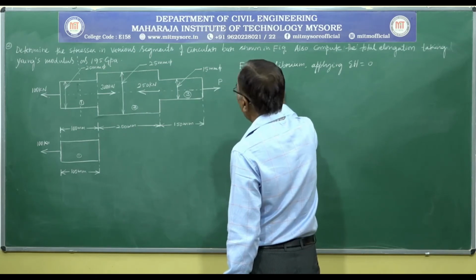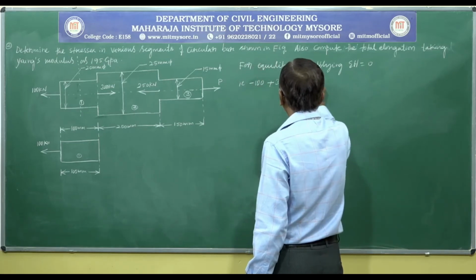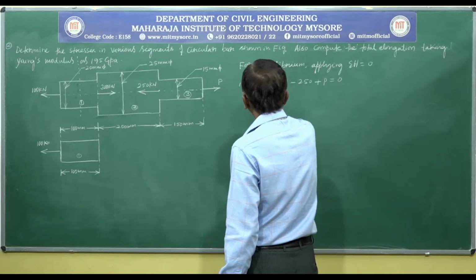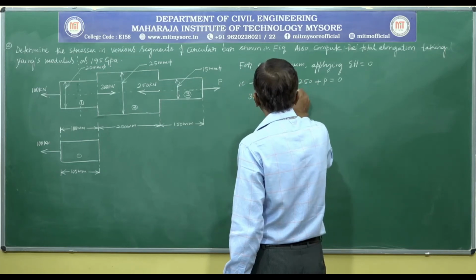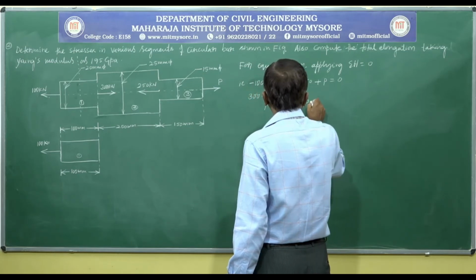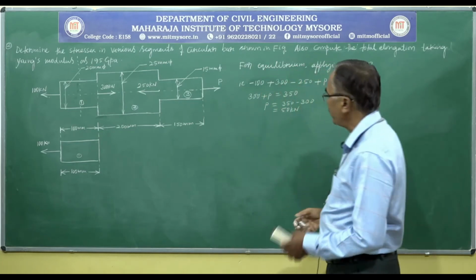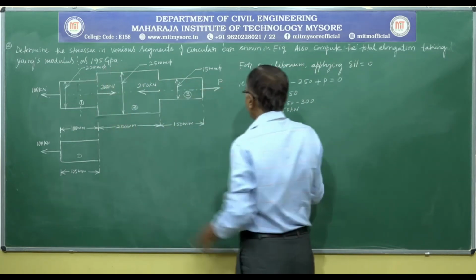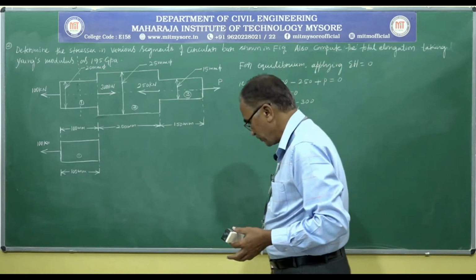So, 100 plus 300 minus 250 plus P is equal to 0. 300 plus P is equal to 250 plus 100, that is 350. Therefore, P is equal to 350 minus 300, which is 50 kilonewton. Like this we can calculate P. Wherever P acts, we can calculate the magnitude of P by applying the equilibrium condition like this.